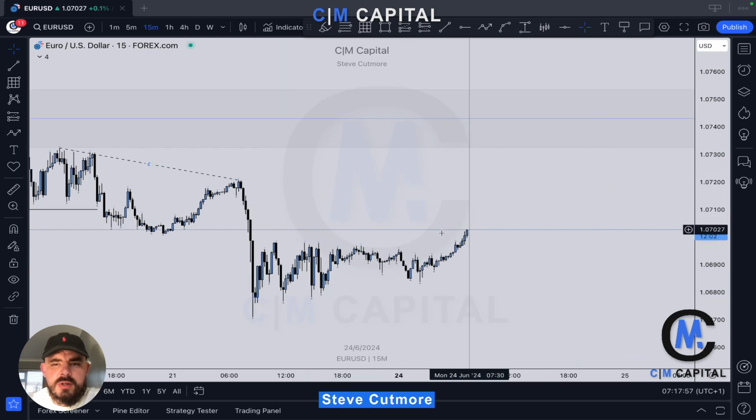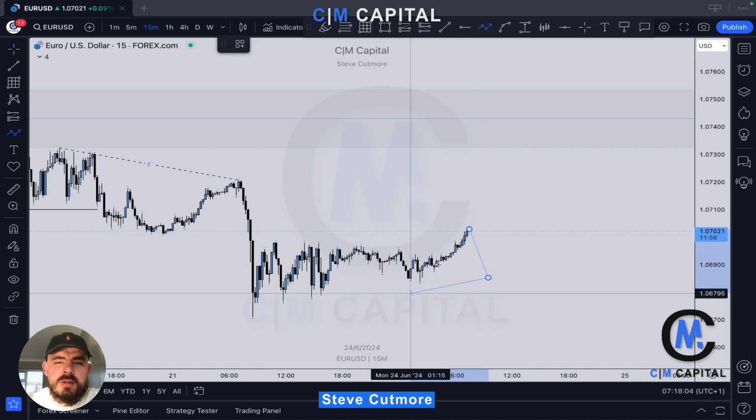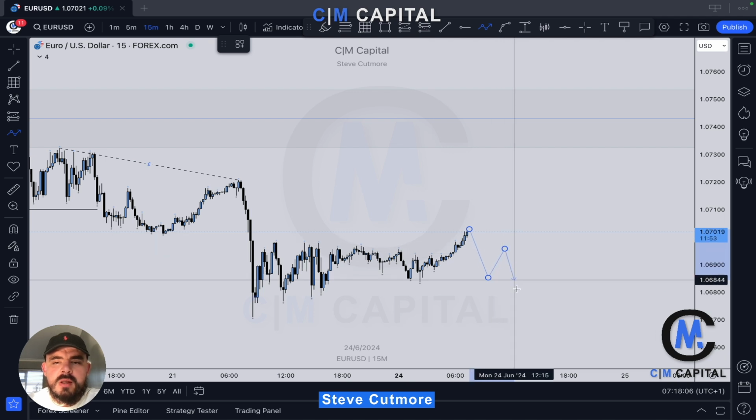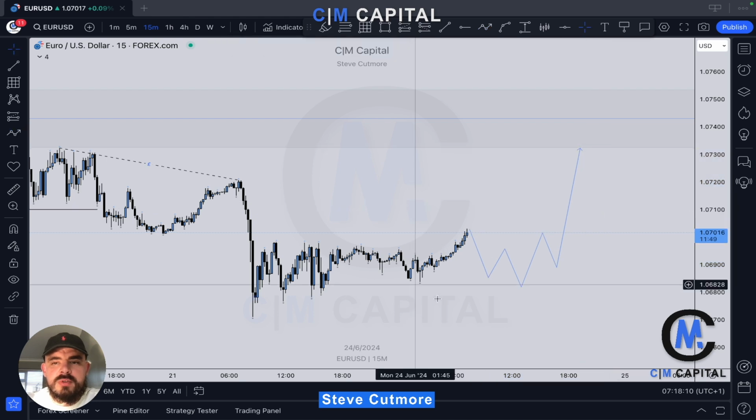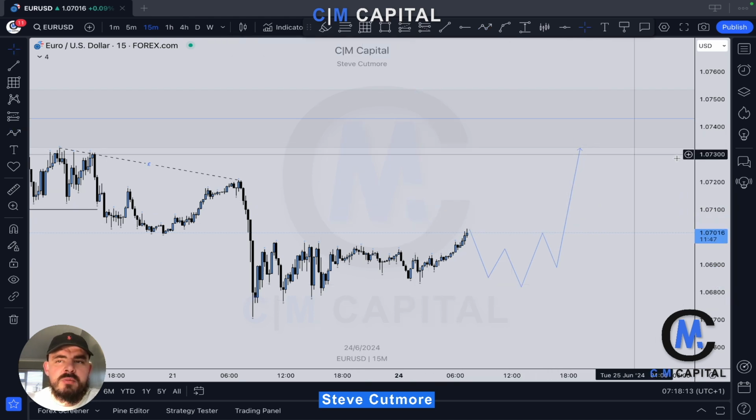Liquidity's been taken, so this morning I could probably see London pull down, take high at some levels here, and then I could see the continuation to the upside into that area there, and then we get a reaction from that level there.